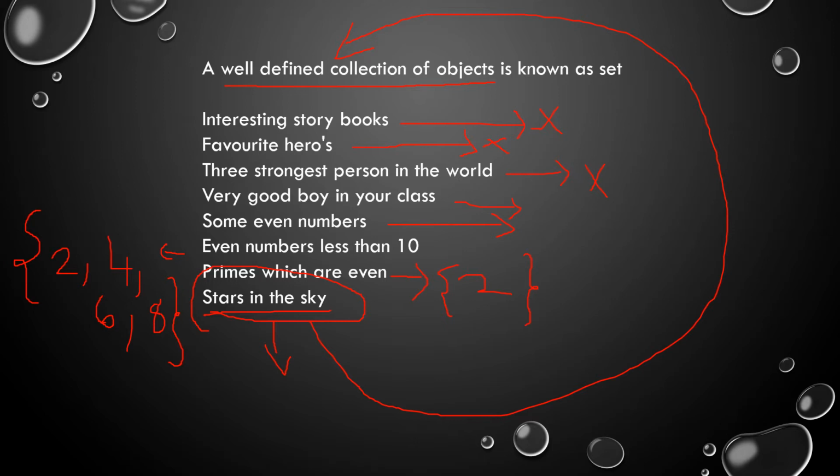But if I go with the last one, even natural numbers less than 10, definitely I can say that 2, 4, 6, 8 belong to that collection, and the remaining even numbers don't belong to that collection. Primes which are even, only 2 belongs to that collection, and the remaining primes don't. Stars in the sky, in that sky I have to take only stars into that collection; the things which are not stars will not be in that collection.